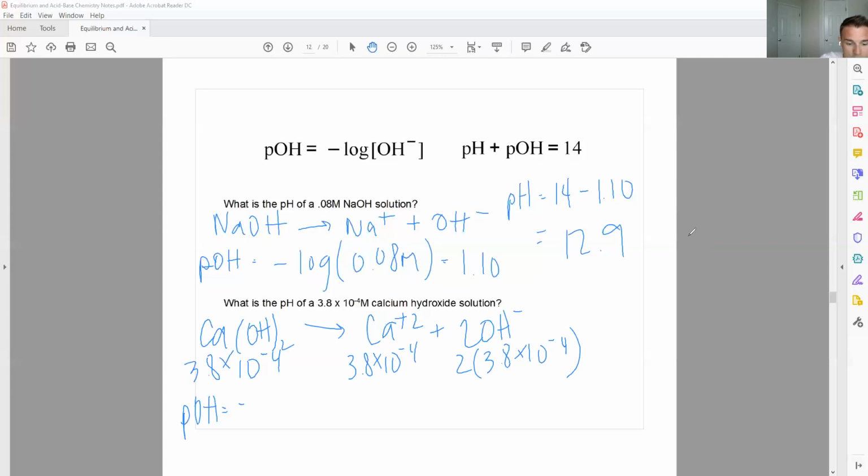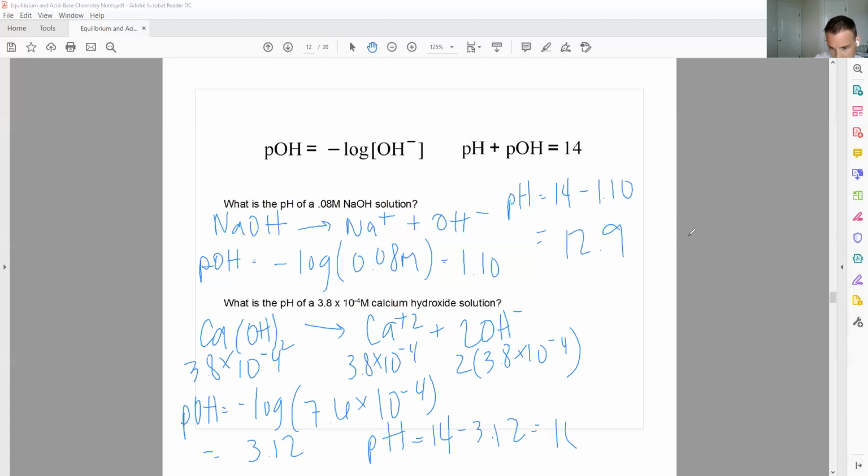pOH is equal to the negative log of 7.6 times 10 to the negative 4, which equals 3.12, and therefore the pH is 14 minus 3.12, which is, not 18, 10.88.